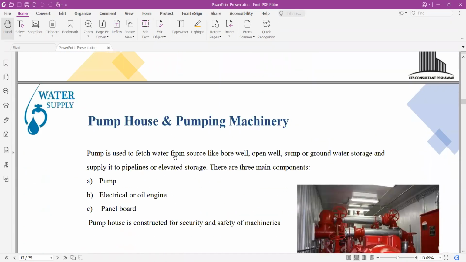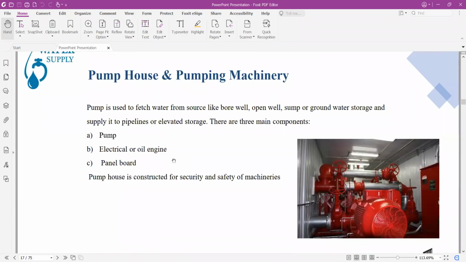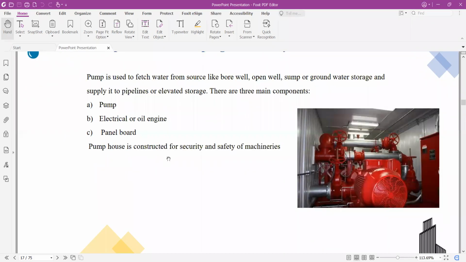Water supply mechanism. So mostly the pump house is provided in order to secure the pumps provided for the water supply system, and a panel board is also provided to control the on and off function of a pump. An electrical or oil engine is also provided if there is non-availability of electricity. A diesel pump can also be used to provide water for any community, society, or maybe a village.